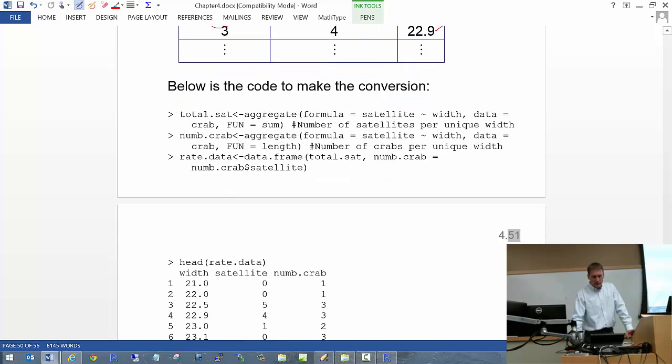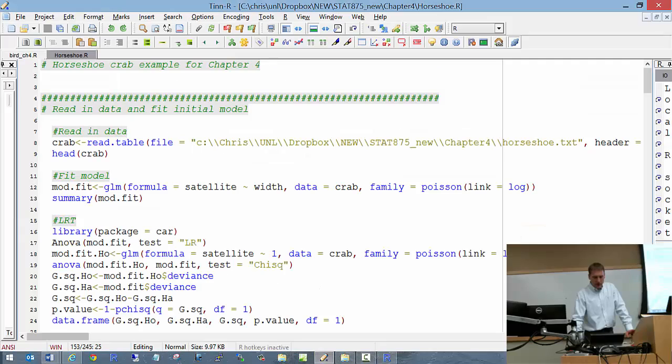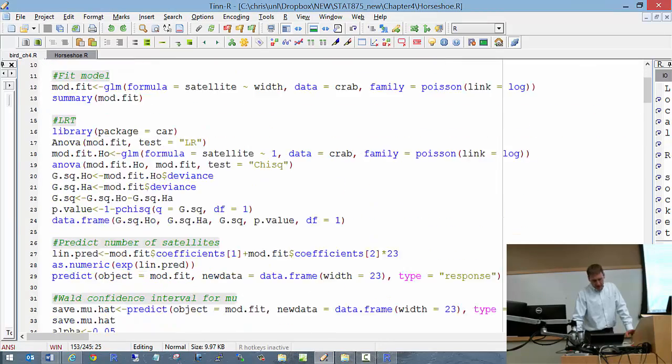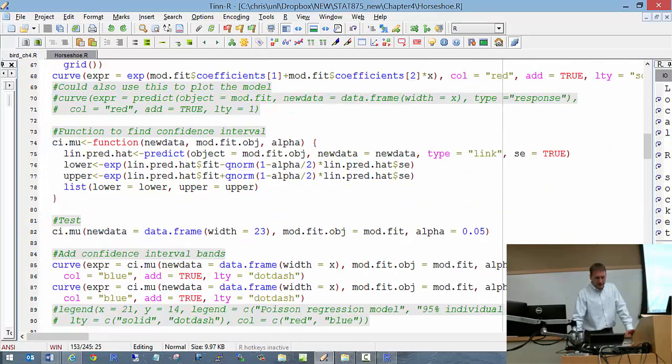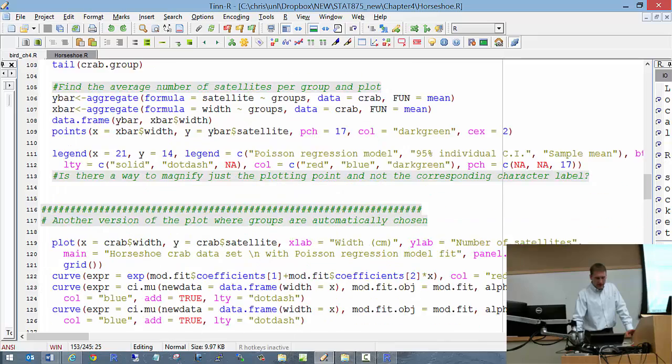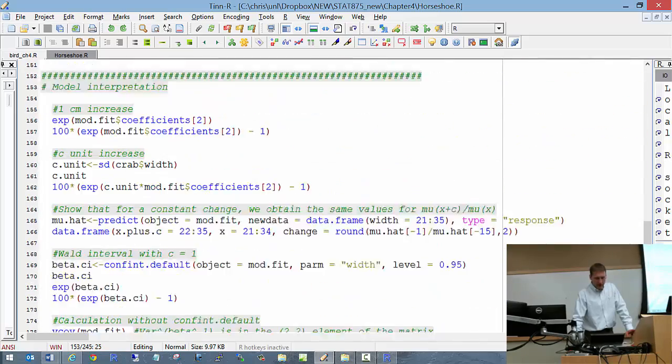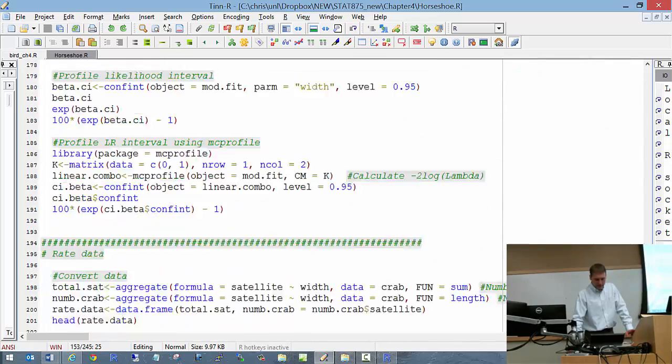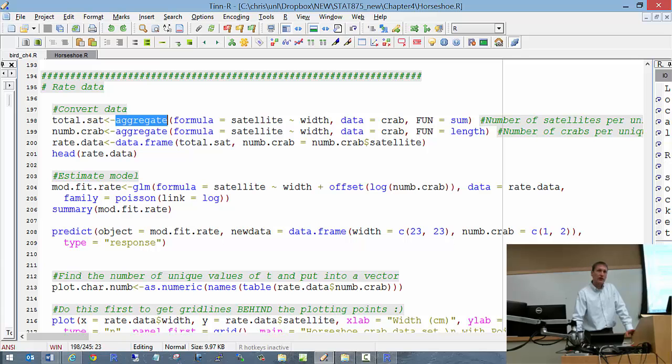Okay. So how could I do this aggregation in R? Well, since I use the word aggregation, as you might expect, we could use the aggregate function, which we've actually started using back in chapter 2. So I say aggregate, formula equal satellite tilde width, and I want to sum up all the number of satellites.